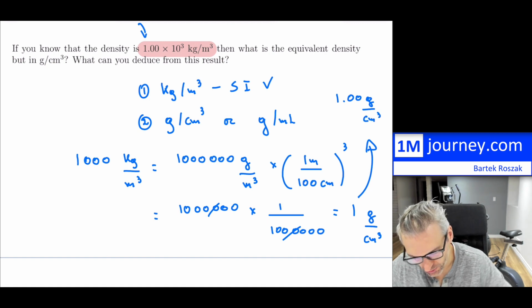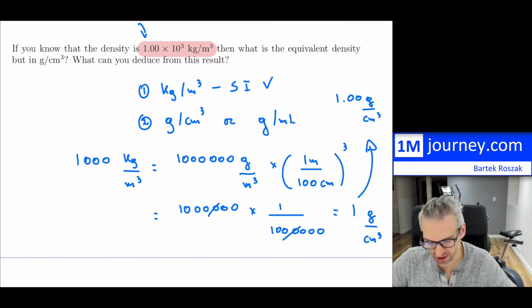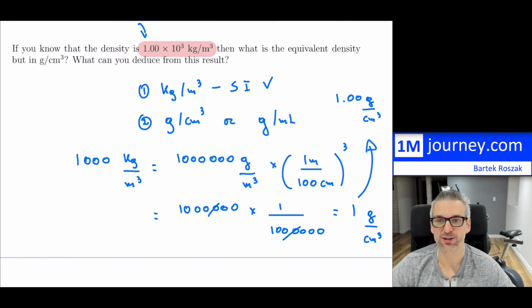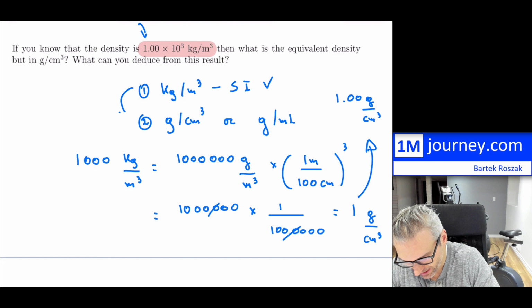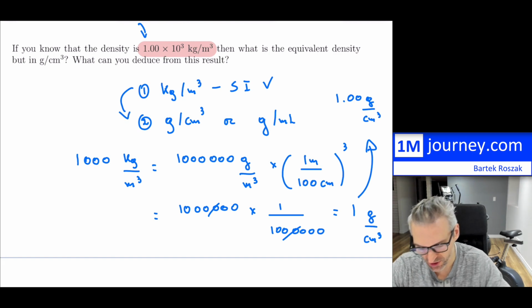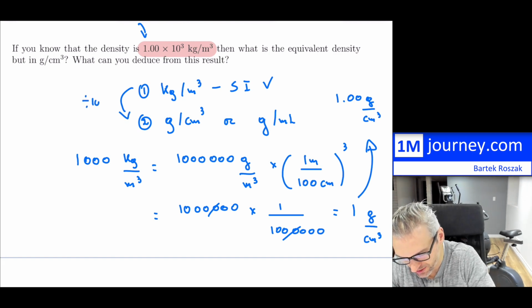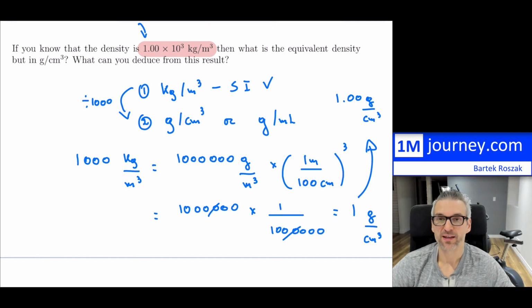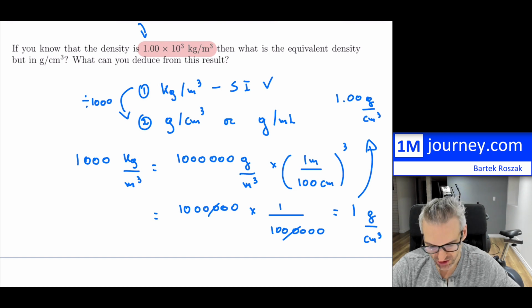So what do we deduce? If you want to go between kilograms per meter cubed, which is very often given, and grams per centimeter cubed, all you really do is divide by 1,000. If you divide by 1,000, you're going to get exactly what you have. And this is what happens.